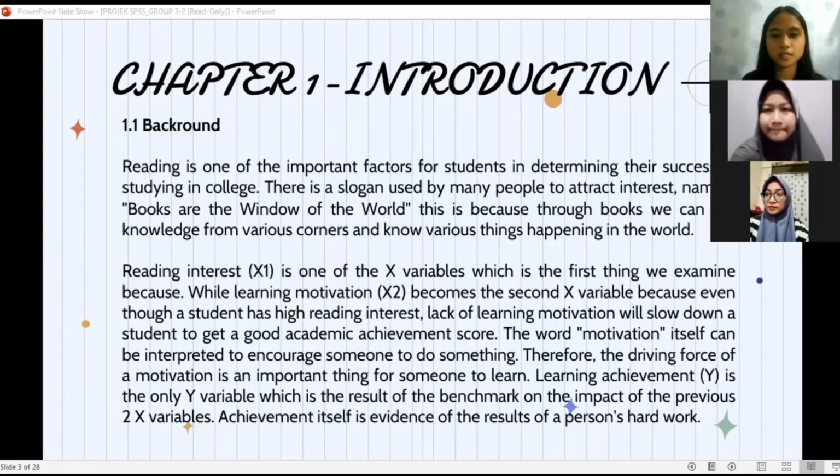The word motivation itself can be interpreted to encourage someone to do something. Therefore, the driving force of a motivation is an important thing for someone to learn. Learning achievement, or Y, is the only Y variable, which is the result of the benchmark on the impact of the two X variables. Achievement itself is evidence of the result of a person's hard work.